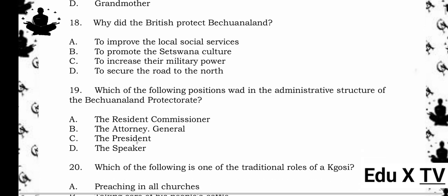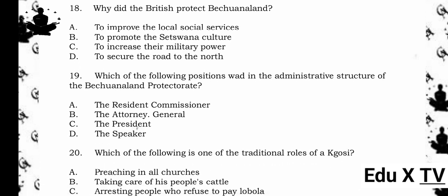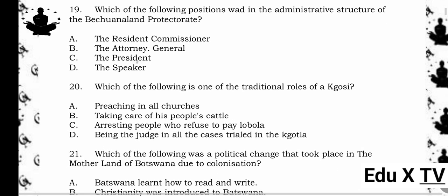18. Why did the British protect Bechuanaland? A. To improve the local social services. B. To promote the Setswana culture. C. To increase their military power. D. To secure the road to the north. The answer is D. To secure the road to the north. Reason being, the British declared Bechuanaland a protectorate in 1885 primarily to secure the route to the north, especially to prevent Boer and German expansion, and to maintain control of trade and movement toward areas like Zimbabwe and Zambia.